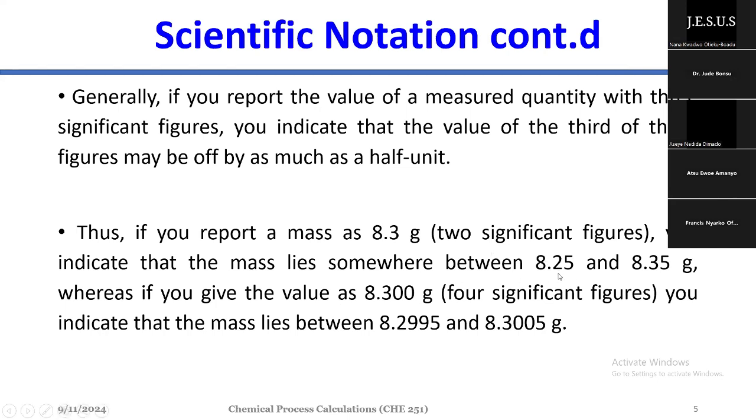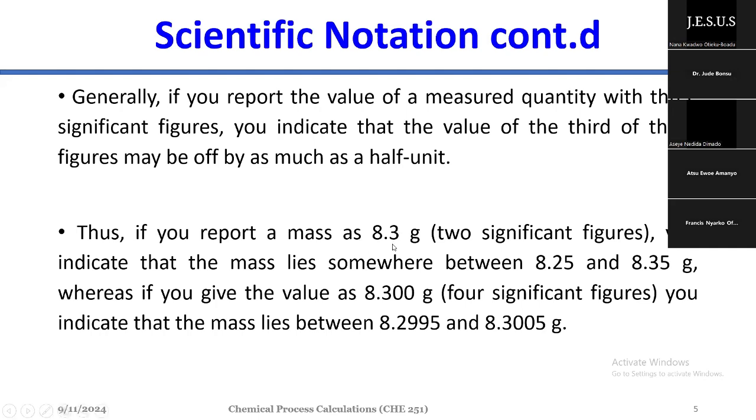It lies between 8.25 and 8.35. So how do we get the range in which it lies? I'm just going to look at the unit number. So when I take 8.3, then the actual value lies between plus 0.5 of the unit number and minus 0.5 of the unit number. So minus 0.5 of the unit number to plus 0.5.